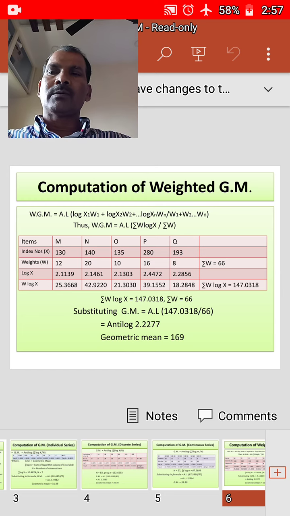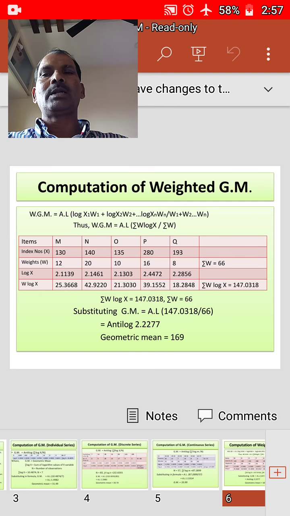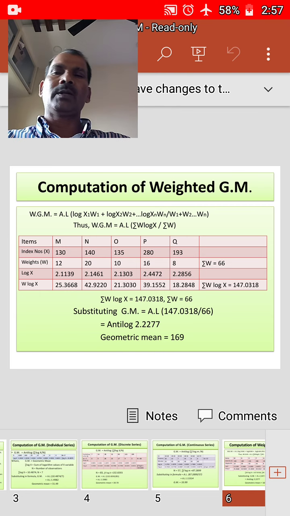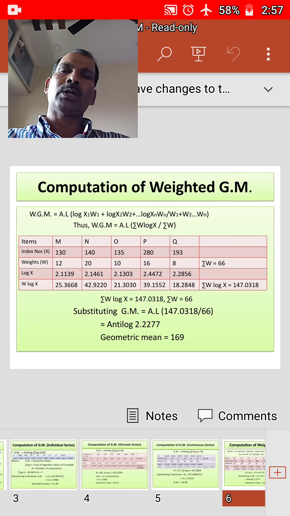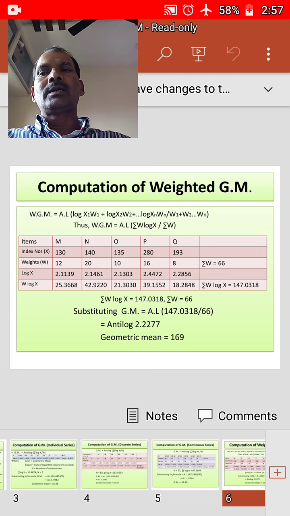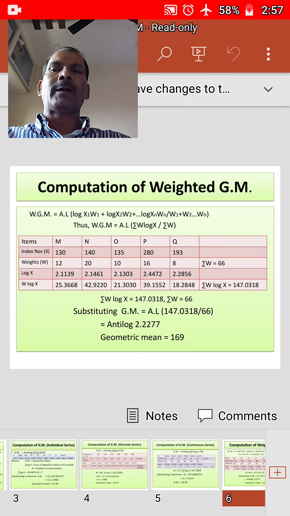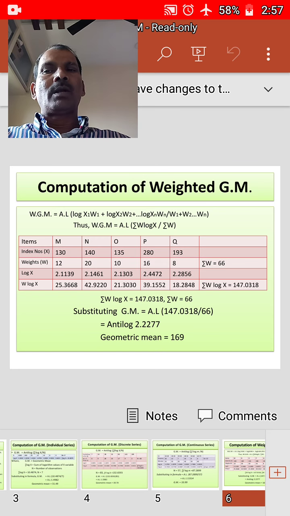According to the procedure, the first step is to find the logarithm value of the x variable and denote it by log x. Second, multiply the logarithm values of the x variable with their respective weights and obtain the total, and denote it by sigma w log x. Then obtain the total weights and denote it by sigma w. Apply the formula that is given.